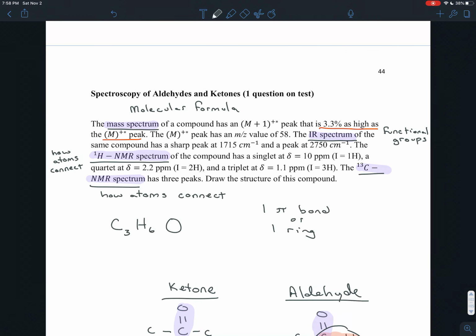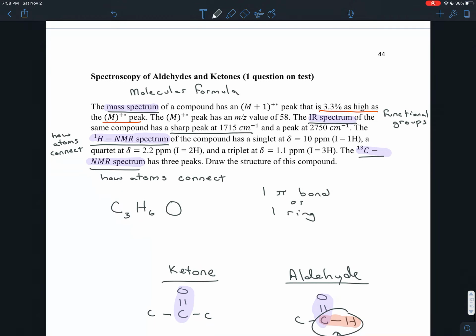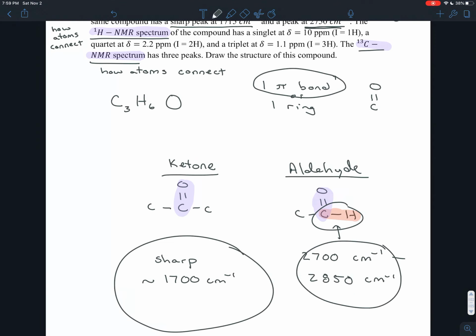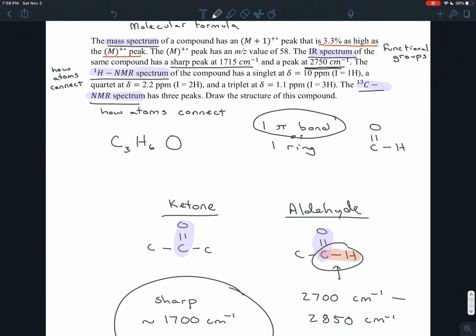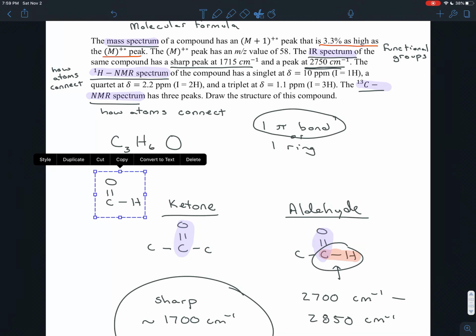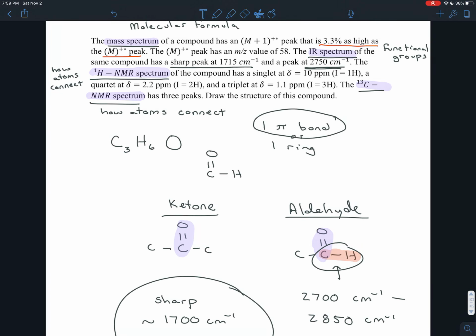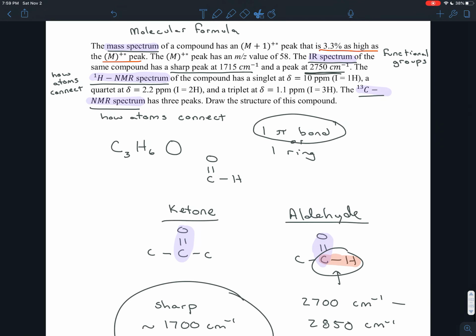So here, it says the IR spectrum of the same compound has a sharp peak at 1750. Okay, so we know we have a carbonyl, and that fits in with our degrees of unsaturation. We knew we had to have a pi bond. So now we know what it is. It's in the carbonyl. And it has a peak at 2750. That is between 2700 and 2850. That's a sign that we have an aldehyde. So already we've used these atoms up. We've used one of our hydrogens, one of our carbons, and we've used the oxygen. We got that information from IR spectroscopy.